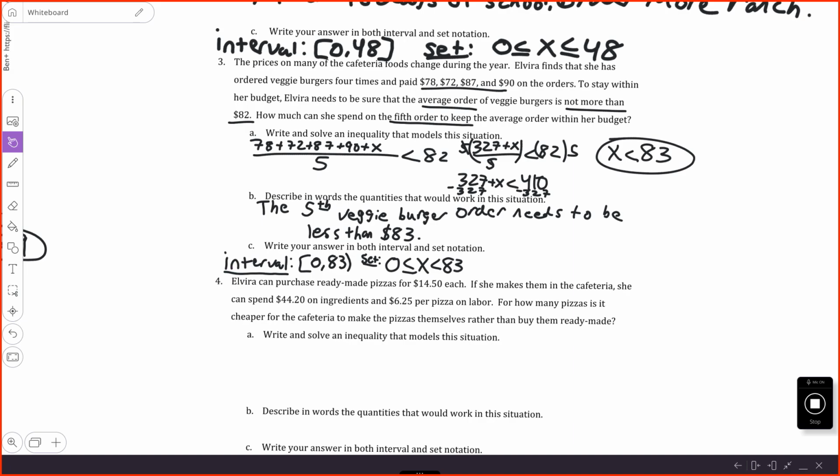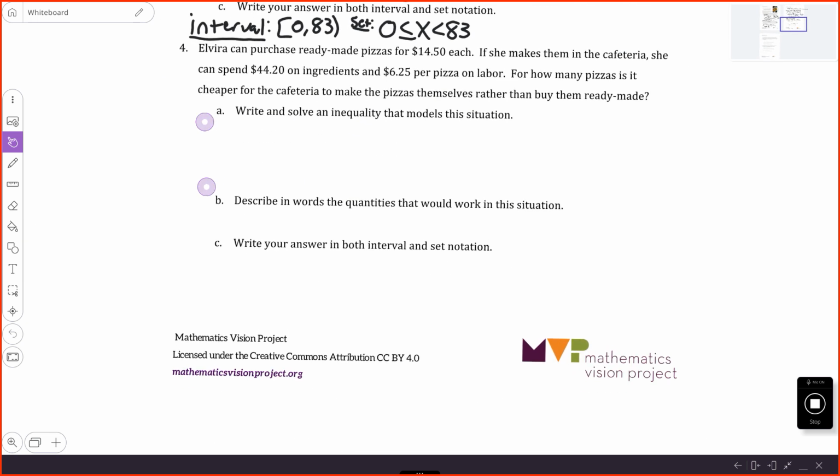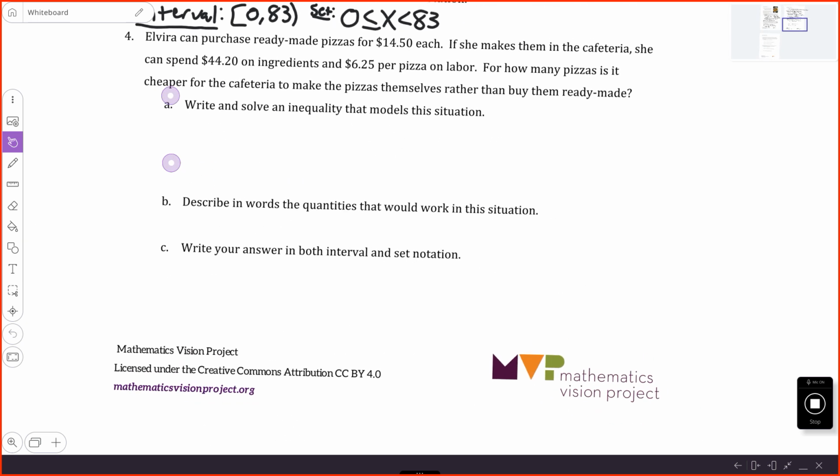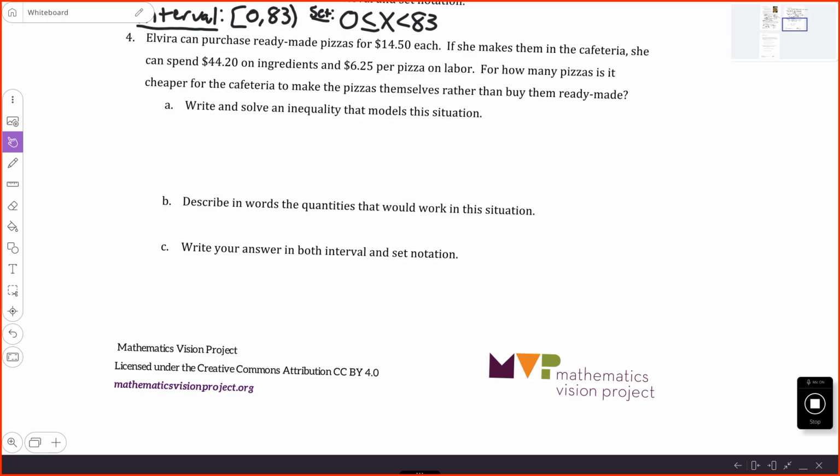All right, and there's three more. Question 4. Alvera purchased ready-made pizzas for $14.50 each. She makes it in the cafeteria. She can spend $44.20 on ingredients and $6.25 per pizza. How many pizzas is it cheaper for the cafeteria to make themselves rather than ready-made?